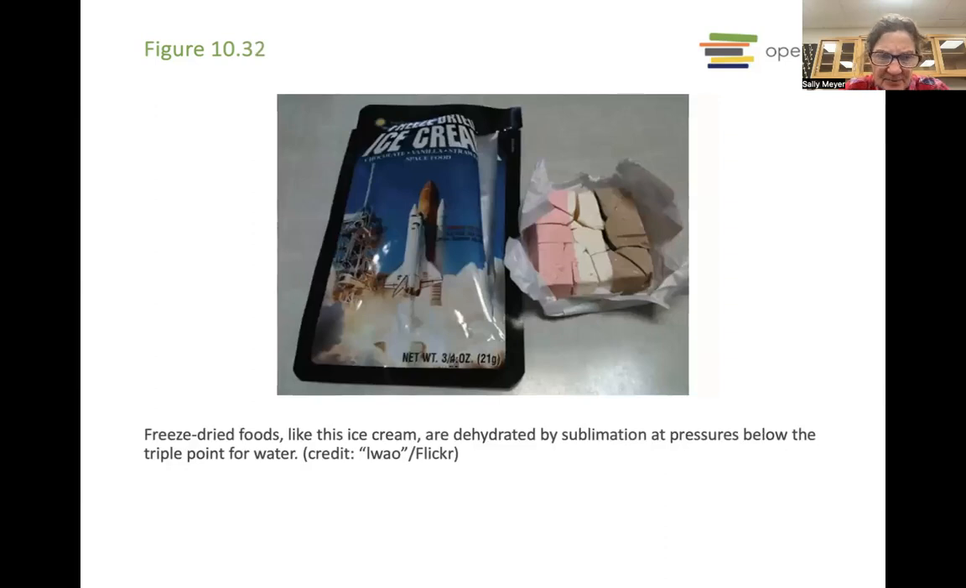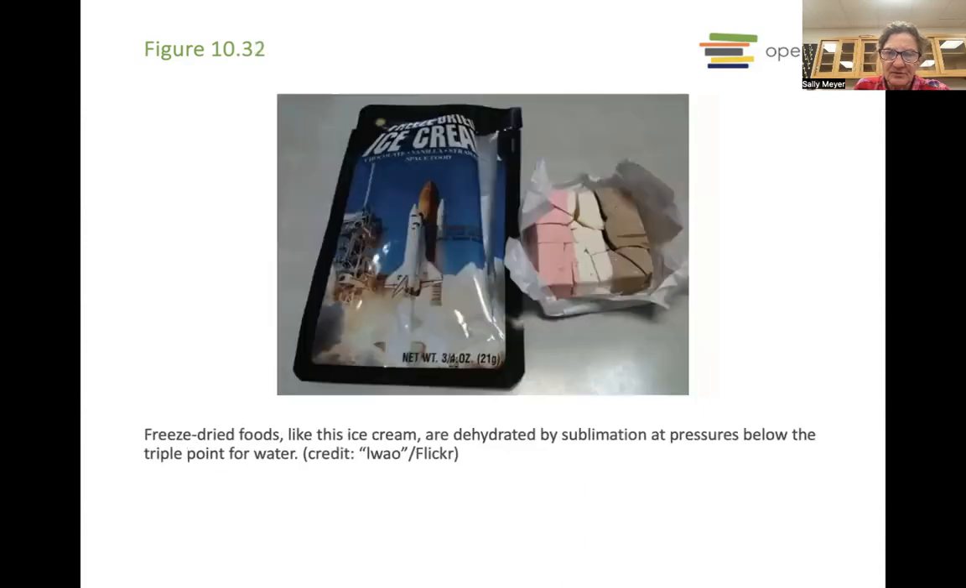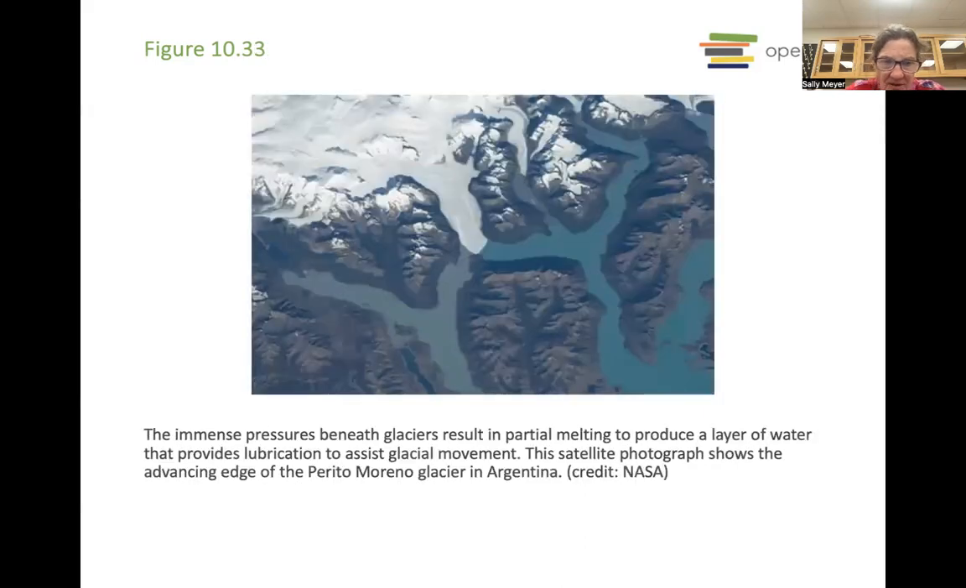This is just an example of the idea of freeze drying. So this idea that when you're below the triple point, something will sublime. So if you freeze it, you can take the water off of something like ice cream if you're below the triple point. And this is just another way to understand what the phase diagram's telling you.